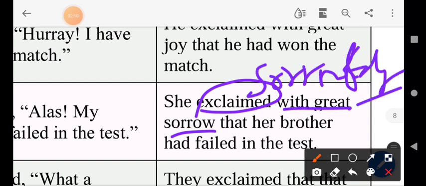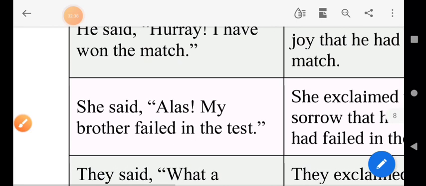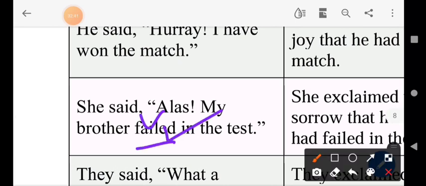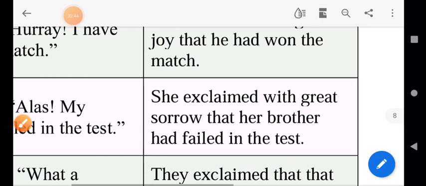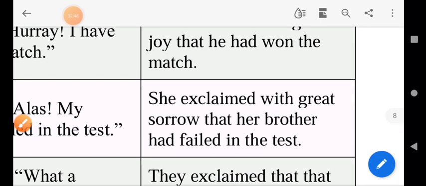Sorrowfully is an adverb. If you write an adverb directly, we should not use "with" or a noun. Exclaimed with sorrow that, that is a conjunction. "My brother" becomes "her brother." Third person, she is there. The first person changes into the third person pronoun, possessive case. My brother changes into her brother, had failed. What is the tense? Failed means simple past tense. Her brother had failed in the test.